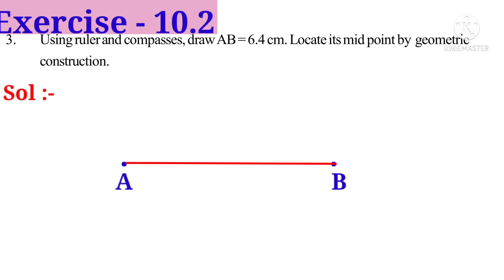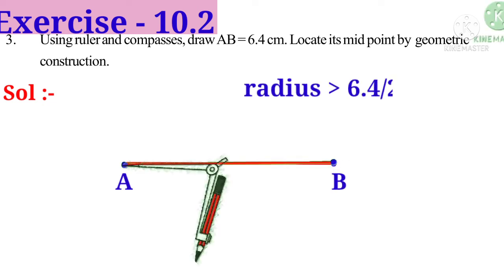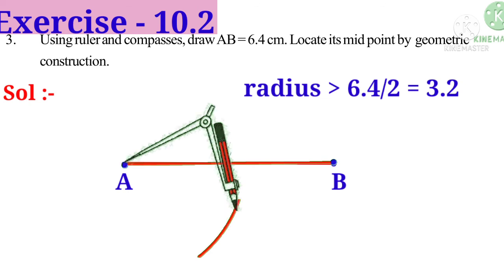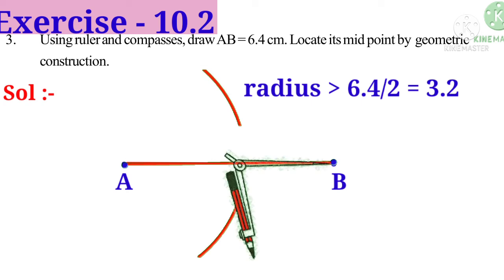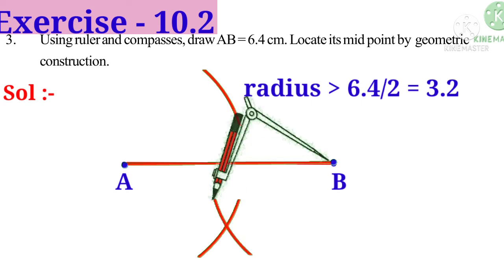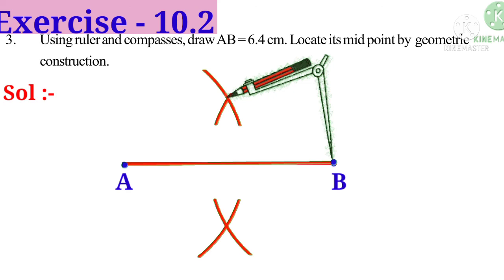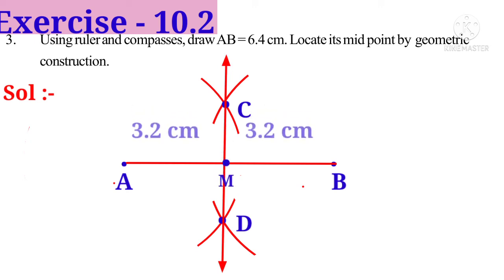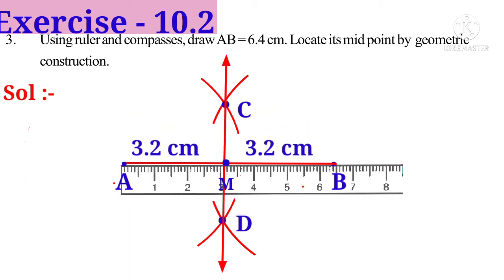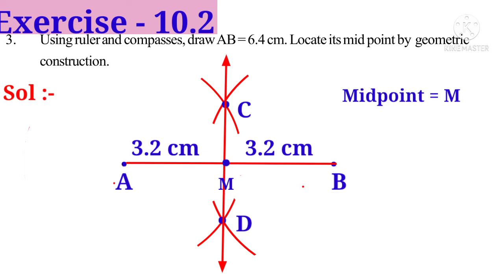To locate the midpoint, we have to draw the perpendicular bisector. For this, take a compass and with center A and radius greater than half of the length of the line segment, that is greater than 3.2, take 3.4 centimeters. Draw arcs above and below with centers A and B. Now we observe that the intersecting points are C and D. Now join the line CD, and the line CD cuts the line AB at M. Now M is the midpoint because AM is equal to MB is equal to 3.2 centimeters.